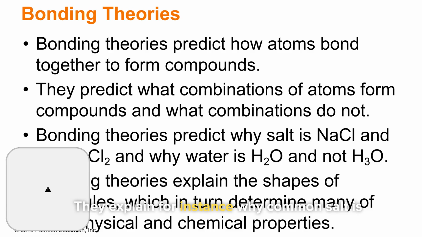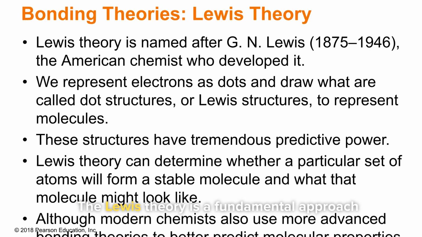They explain, for instance, why common salt is sodium chloride rather than sodium dichloride. The Lewis theory is a fundamental approach named after G.N. Lewis. It uses dots to represent valence electrons and remains a simple, powerful tool for predicting molecular structures.